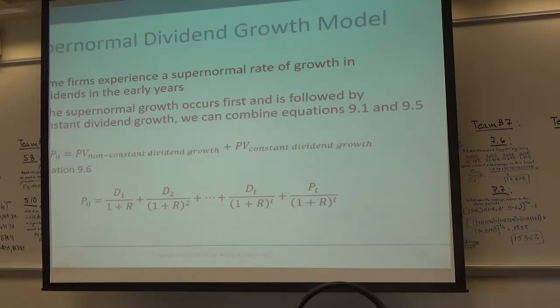Supernormal dividend growth model. Some firms experience a supernormal rate of growth in dividends in the early years. If the supernormal growth occurs first and is followed by a constant dividend growth, we can combine equations 9.1 and 9.5.